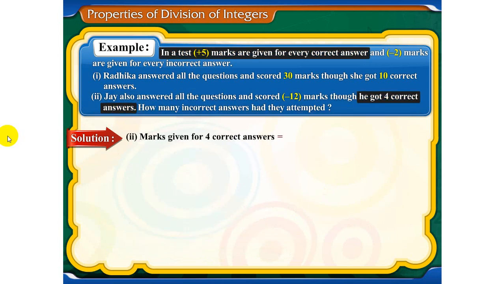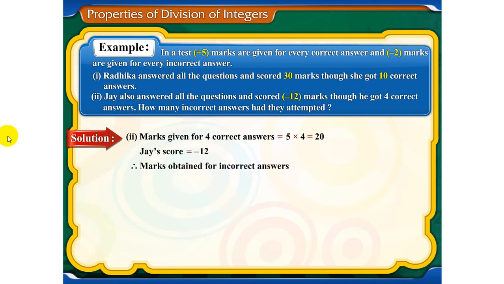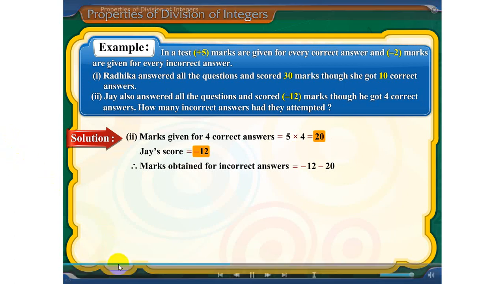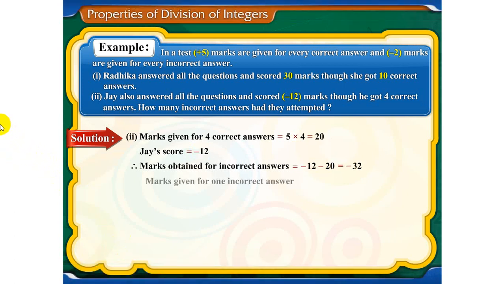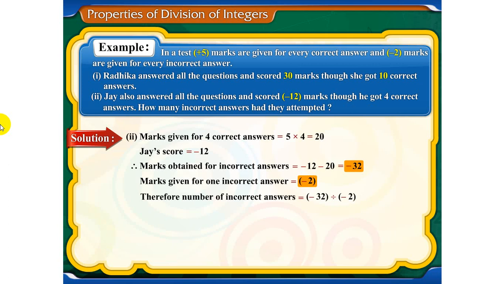2. The marks given for 4 correct answers equals 5 multiplied by 4, which equals 20. Jay's score equals minus 12. Marks obtained for incorrect answers equals minus 12 minus 20, which equals minus 32. Marks given for 1 incorrect answer equals minus 2. Therefore, the number of incorrect answers equals minus 32 divided by minus 2, which equals 16. Thus, Jay gave 16 incorrect answers.